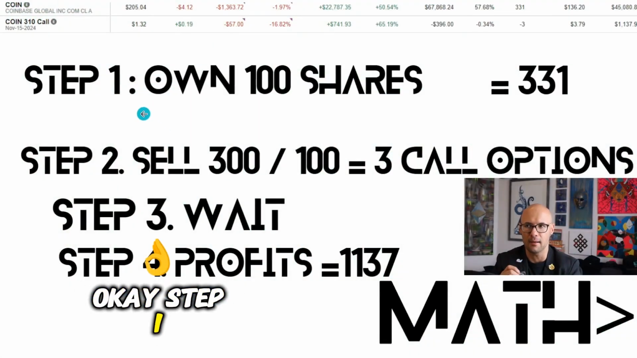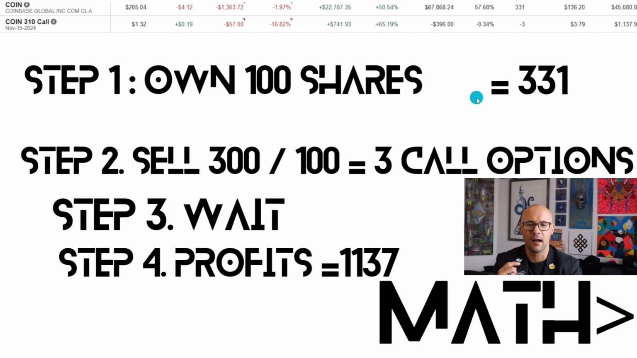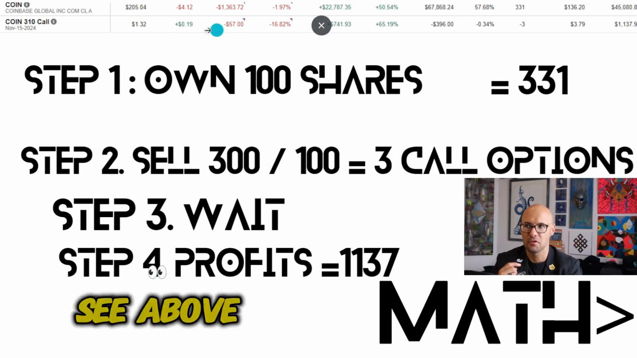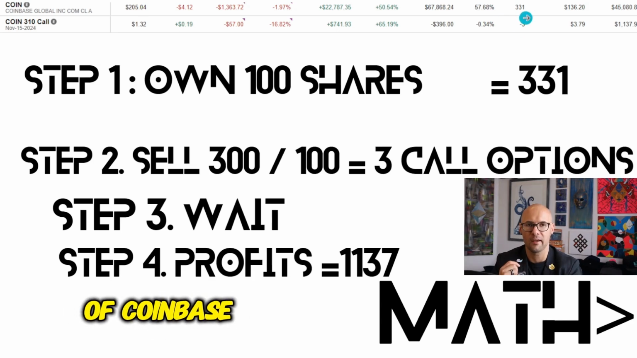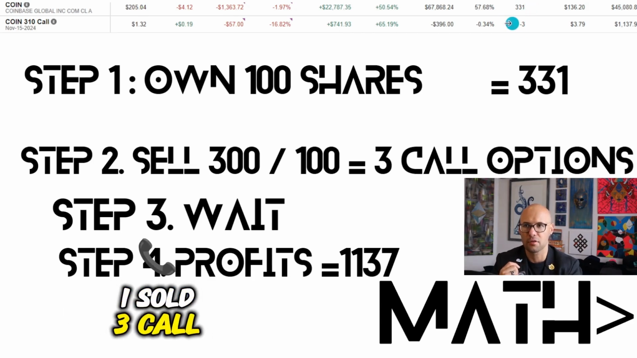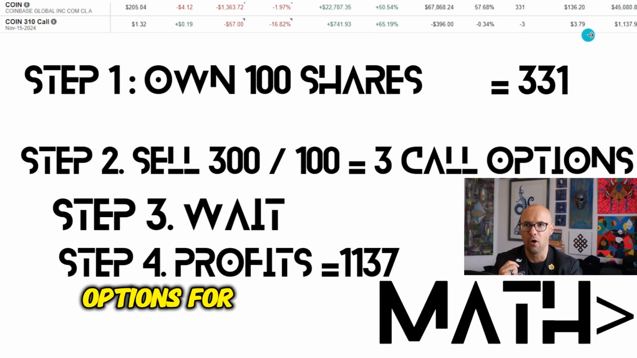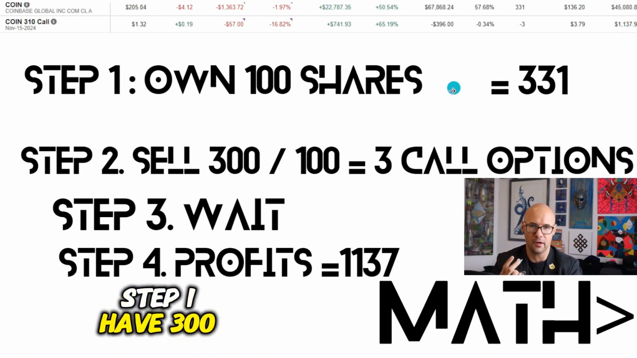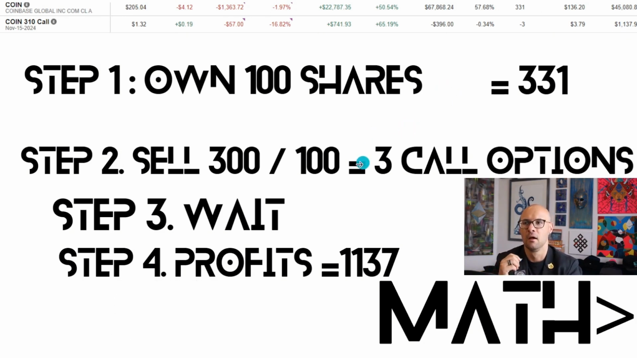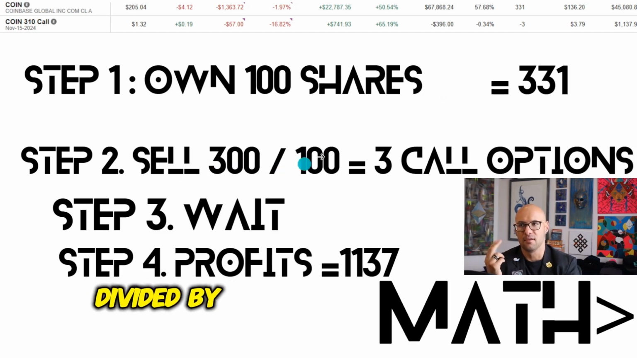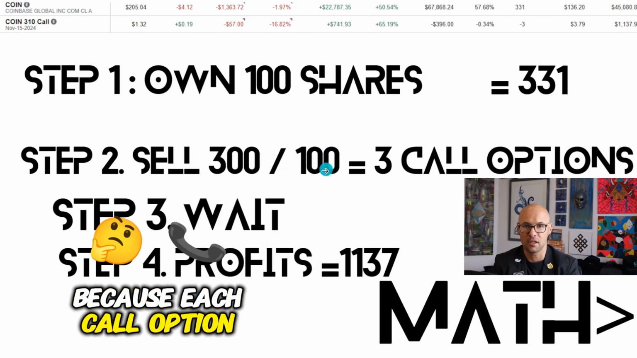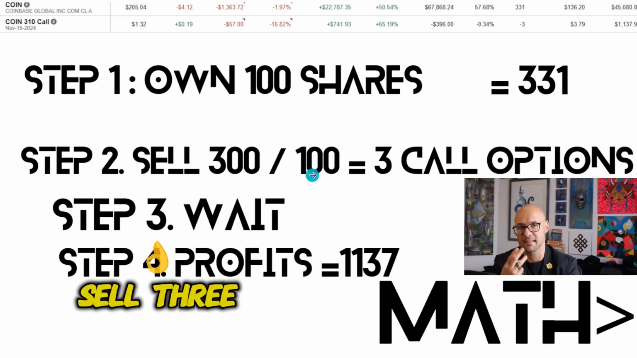Okay, step 1, own 100 shares. In this example, you see above, I have 331 shares of Coinbase. I sold 3 call options for $1,137. Okay, so own 100 shares, step 1. I have 300, so I can do this 3x. So sell the 300 divided by 100 because each call option is for 100 shares. So it means I can sell 3.